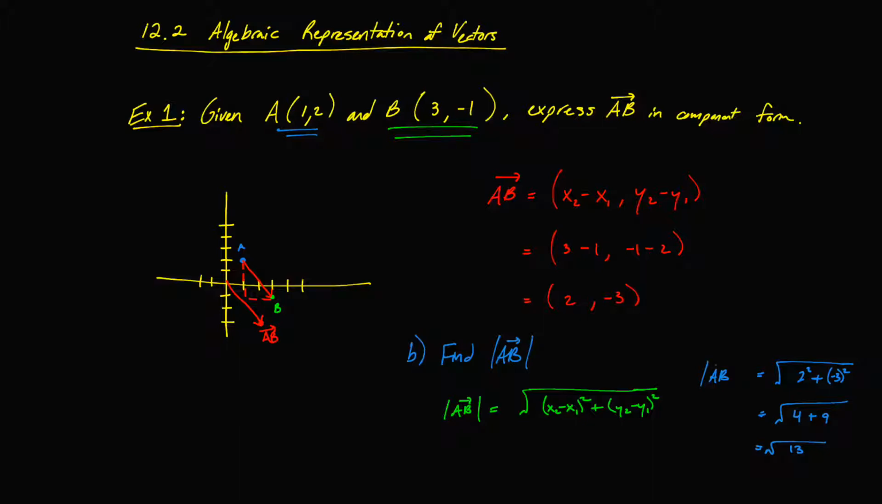The magnitude measure of vector AB. And there you have it. So this was the beginning of our algebraic representation of vectors. Let's go further with other operations and just put them in terms of coordinates.